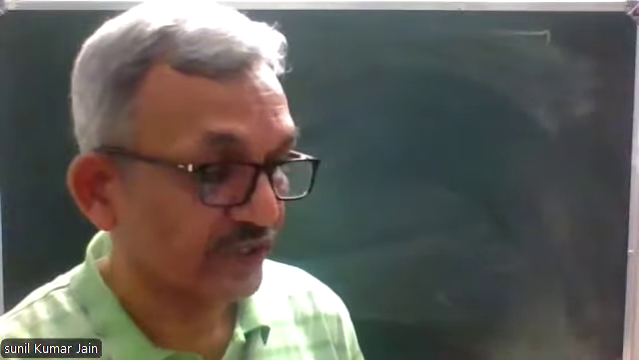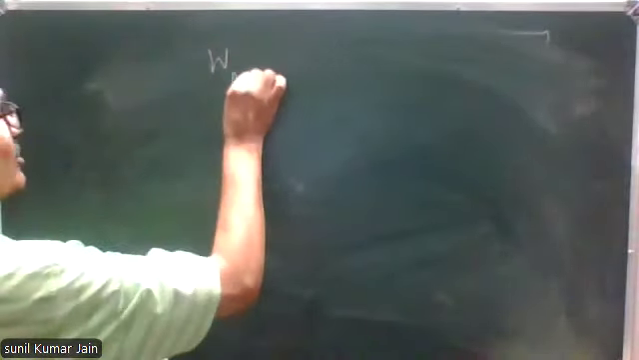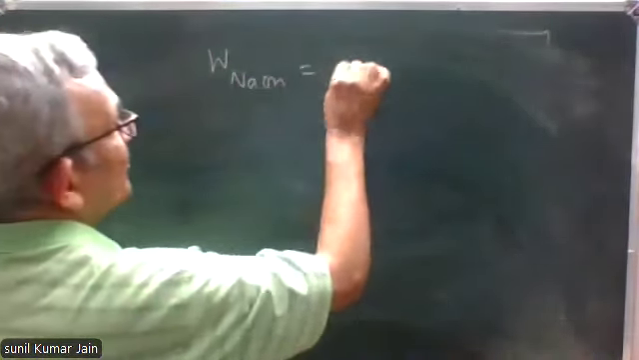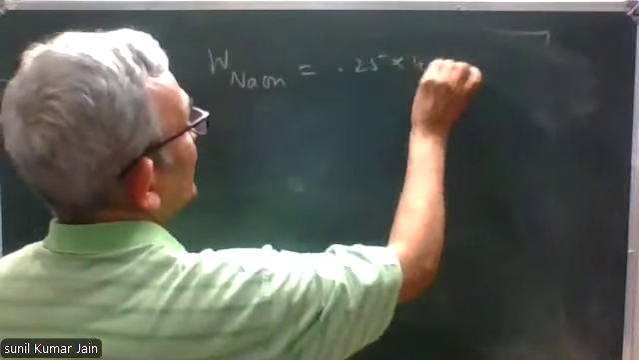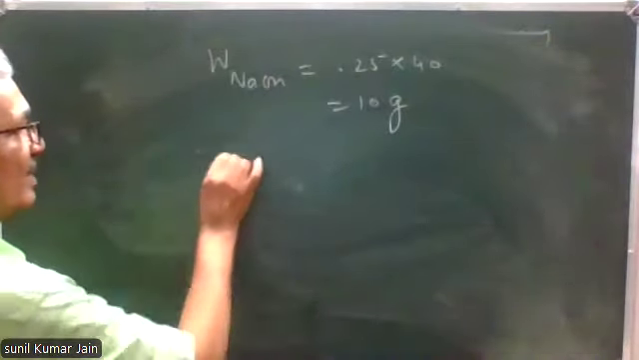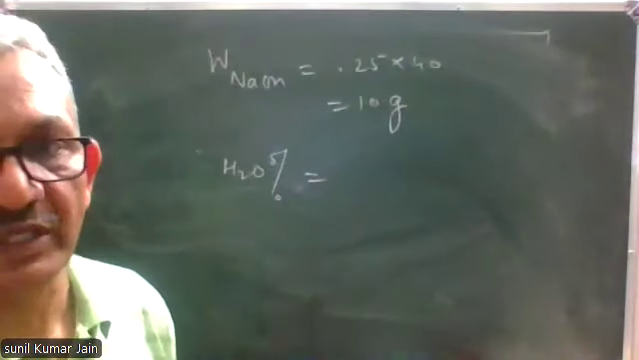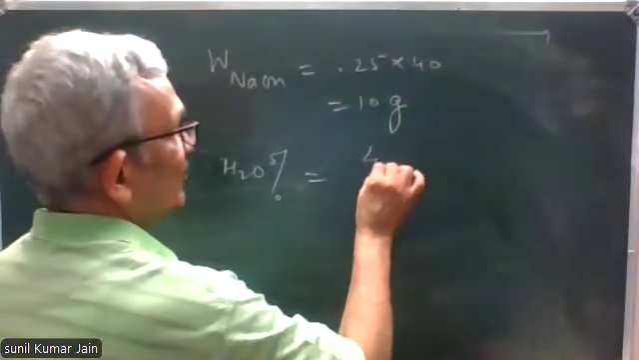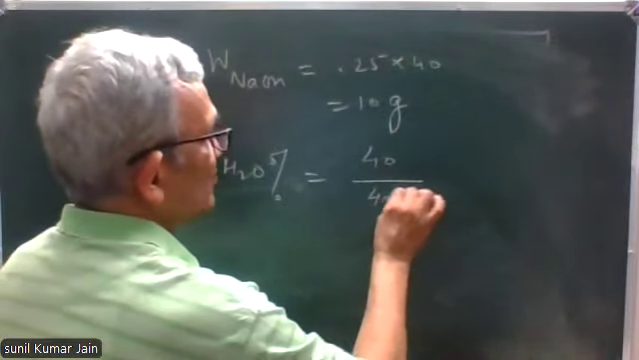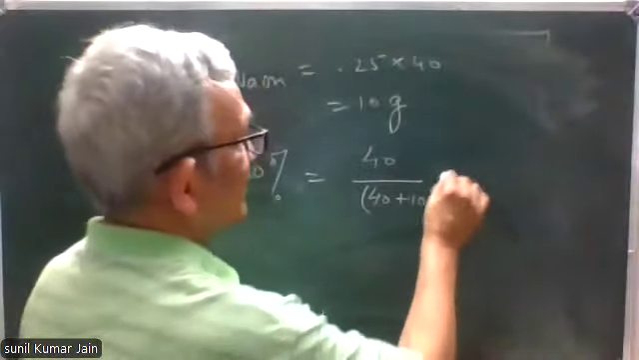Numerical is 0.25 mole of NaOH is dissolved in 40 grams of water. Calculate mass percent of water in the solution. So weight of NaOH, 0.25 into 40, 10 grams. Mass percent of water is equal to weight of water divided by weight of solution. Weight of solution will be 50 into 100.